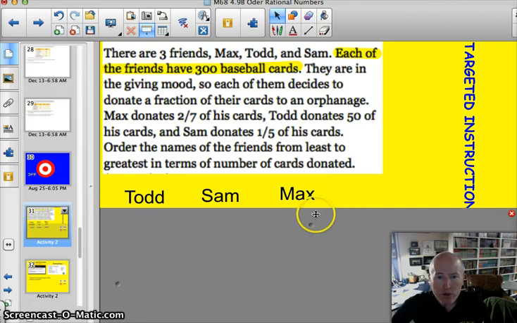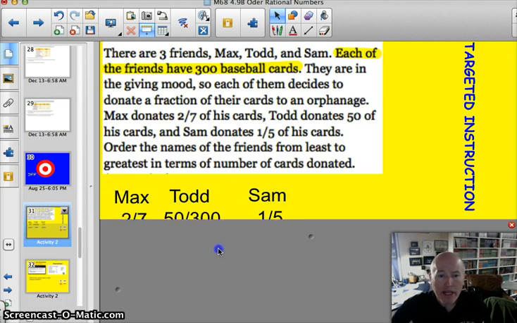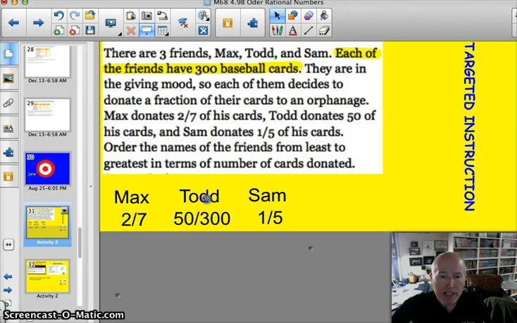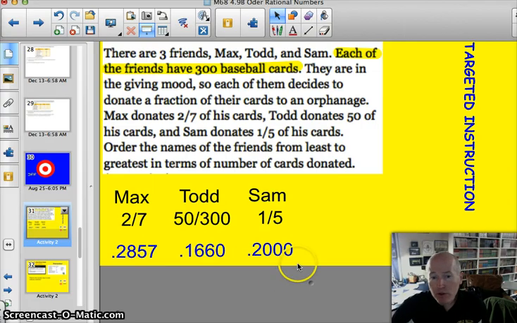Well, the first thing we need to do is write down those names, and let's put them in the order that we have them. We see Max would be first, his name was mentioned first, and then Todd, and then Sam. Okay, next, go ahead and write down what they gave. Max gave 2/7, Todd gave 50/300, and Sam gave 1/5. Next, we convert those all to decimals. 2 divided by 7 is 0.2857, 50/300 is 0.16 repeating, and 1/5 is simply 0.2.